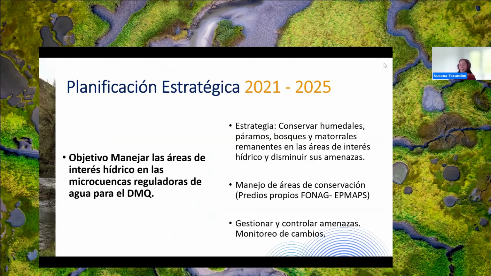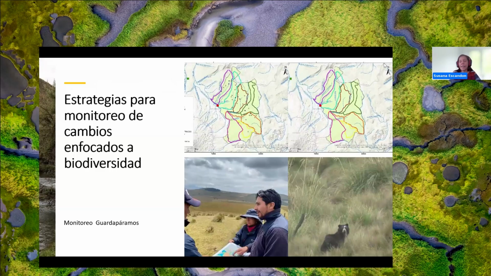Within these ones, we have action lines, which is the management of conservation areas: within the proper conservation areas, to manage and control threats and to monitor changes. So within all the actions that we do for the conservation of water, since a few years ago, we have a very important challenge, which is to understand how the biodiversity works around water conservation, which for most people might be logical, that through the conservation of water sources, we might be able to have a lot of answers in biodiversity.